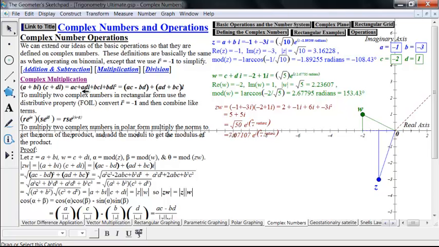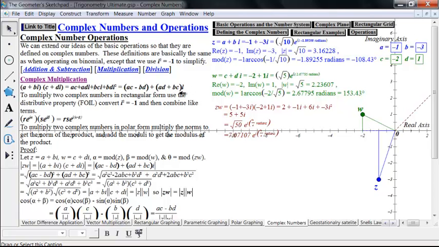Now remember, we have the ac and the bdi squared, which can be put together here because i squared is -1. So this becomes minus bd. So you get ac minus bd for the real part. And then you can put the i terms together here and factor the i out. So you get ad plus bc, times i.